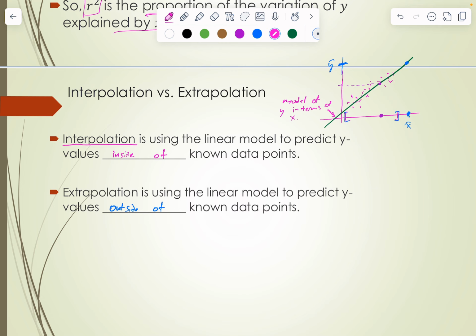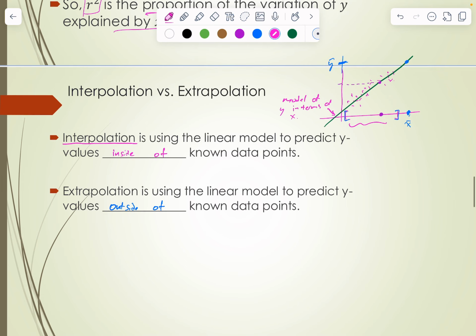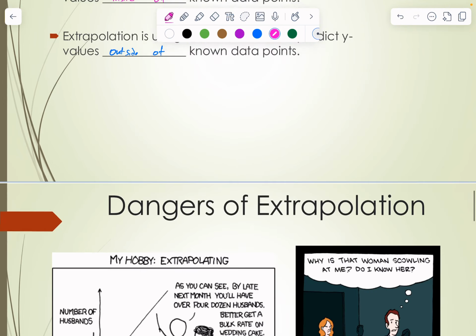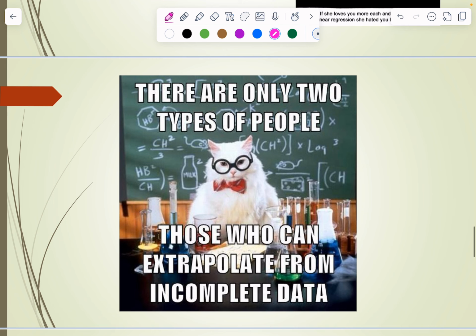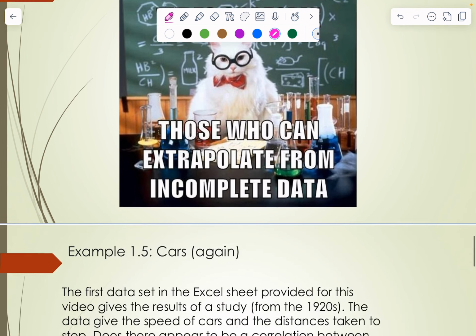Generally, linear correlation may not last long. It may only apply to the data's range. Here are some examples of where that might be problematic. Sometimes extrapolation is good, but it needs care.